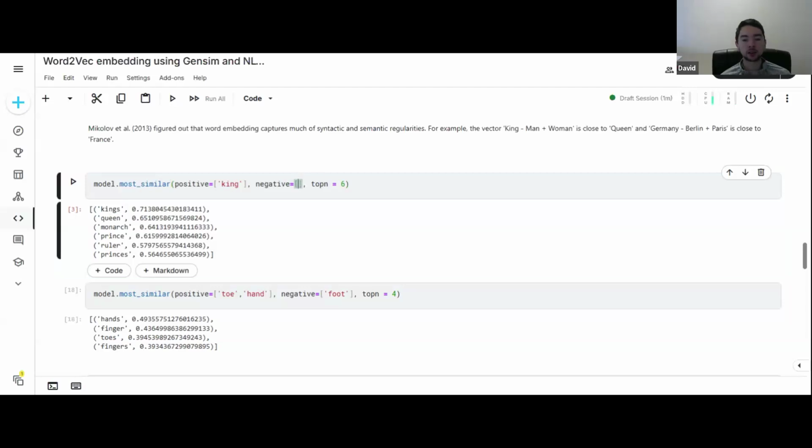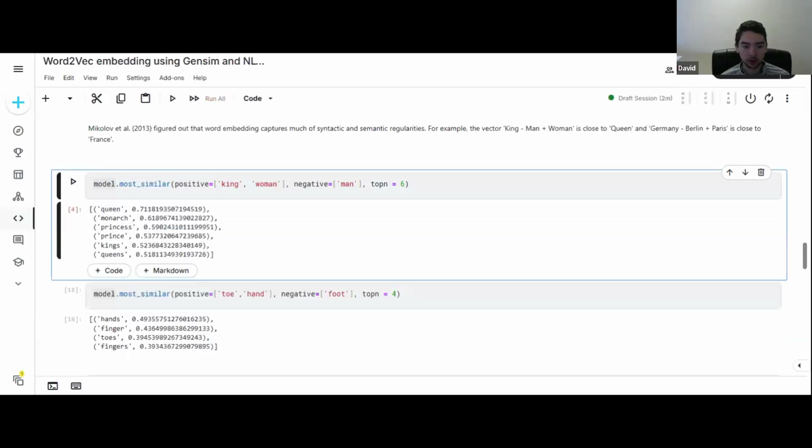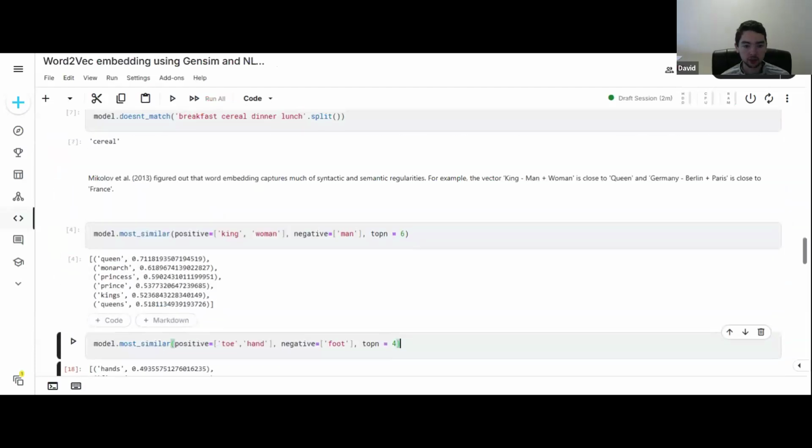Now we can also add and subtract vectors. So we can say, for example, king minus man plus woman, which is the most common example. We're going to take the king vector, subtract the man vector, and add the woman vector, and get the 6 closest words in the vector space associated with the resulting vector. And so here they are. Similarly, you can do that with a lot of other words.